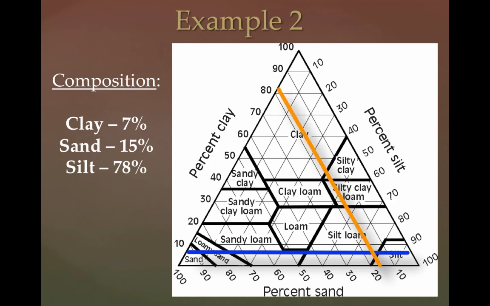And finally, the silt is high, it is 78%, and so we locate that line and follow it down, and notice where they all happen to meet is the silt loam.